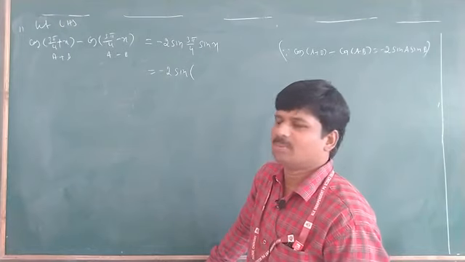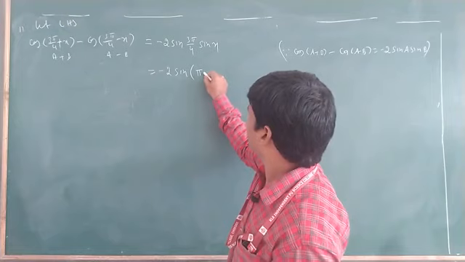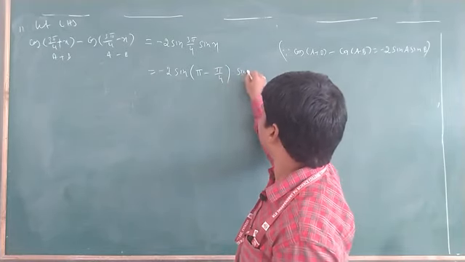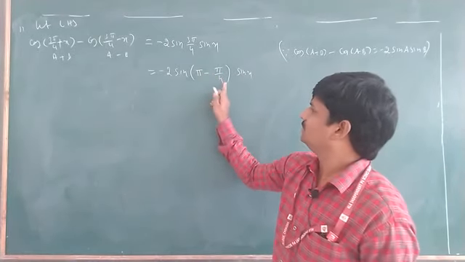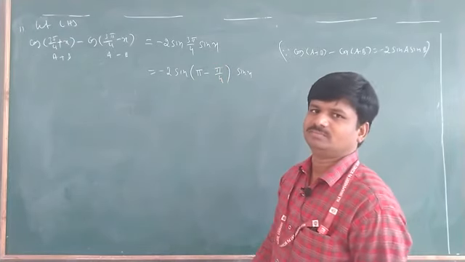How can you find this 3 pi by 4? To find this, what I am writing here is pi minus pi by 4 into sin x. Can we write like this? Pi minus pi by 4. So take LCM here, 4 pi minus pi, 3 pi by 4. Okay?